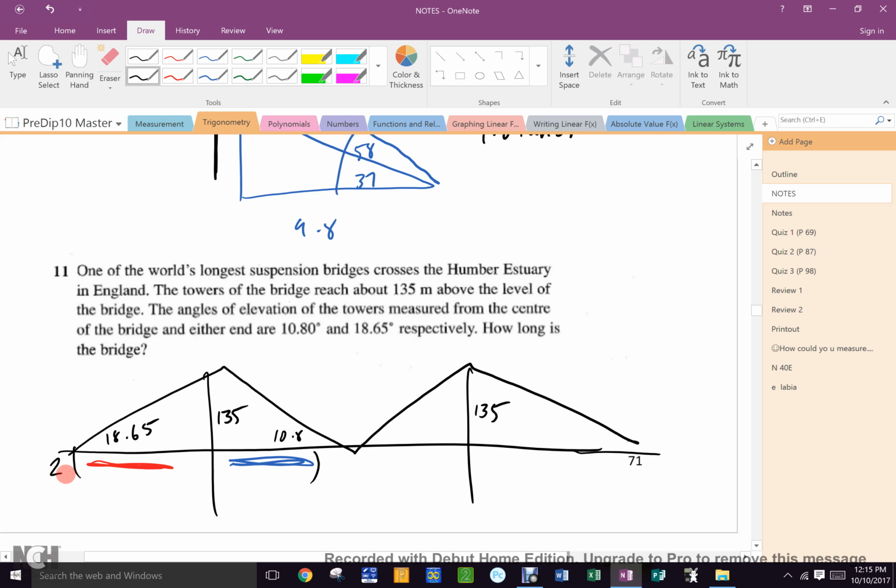Times by 2. This side would have been opposite over adjacent. So 135 divided by tan 18.65 plus 135 divided by tan 10.8, times 2. Then you go to your calculator. And it's something like 2,000 meters. 2,100, I think.